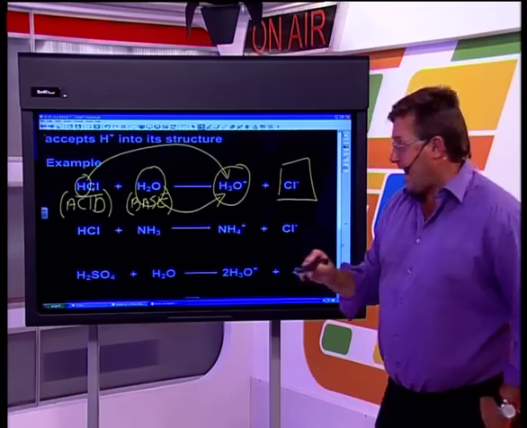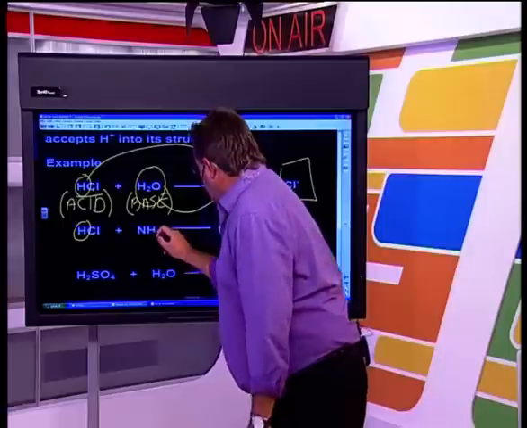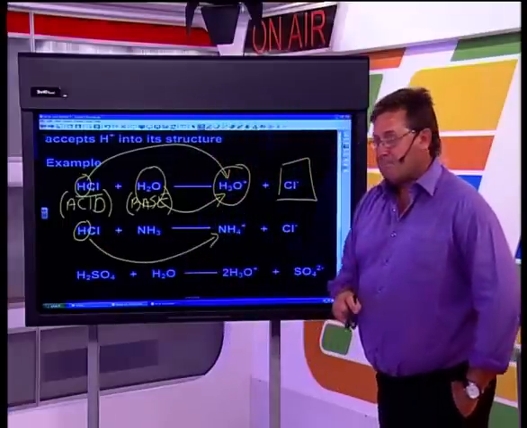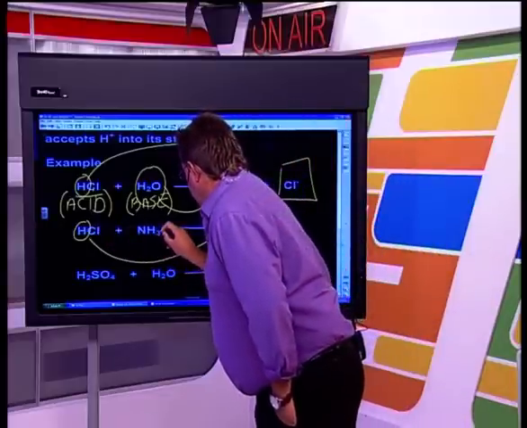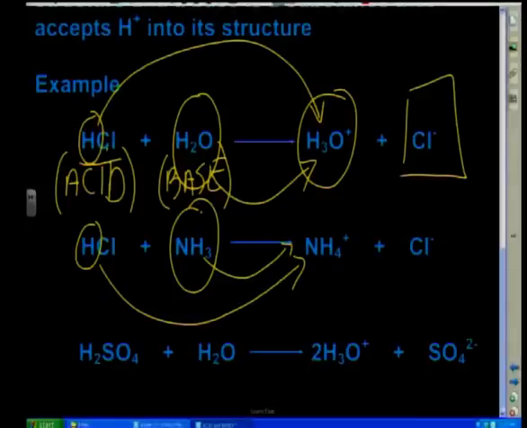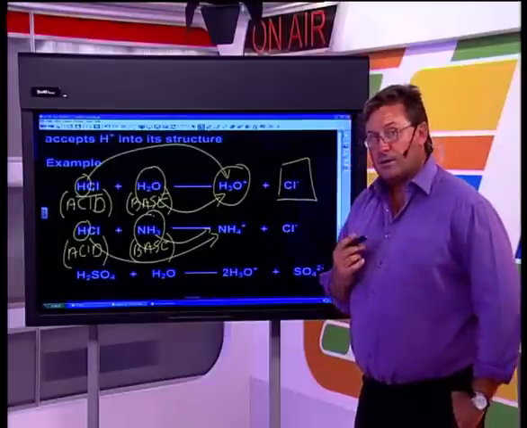So, what's happened again? Well, can you see that this proton has now joined onto the NH3 to form the NH4? In other words, the NH3 has accepted that proton to make the NH4. So what have we got? Again, we've got an acid, the HCl is acting as an acid. The NH3 here is acting as a base. All good? That should be fairly straightforward.